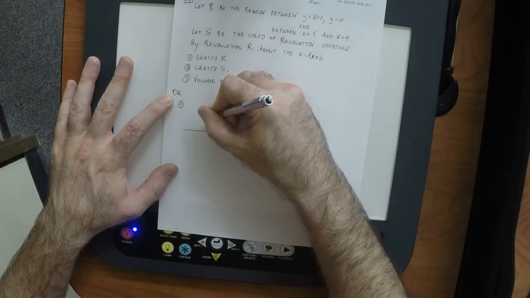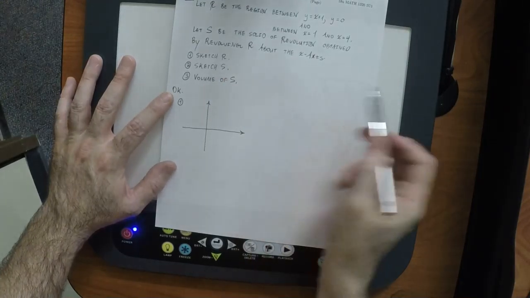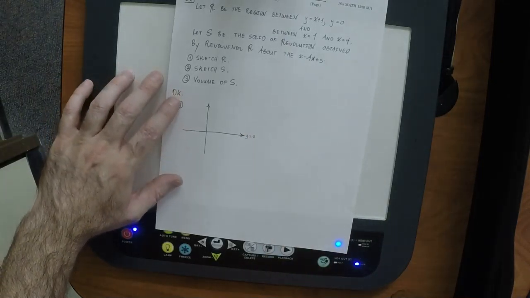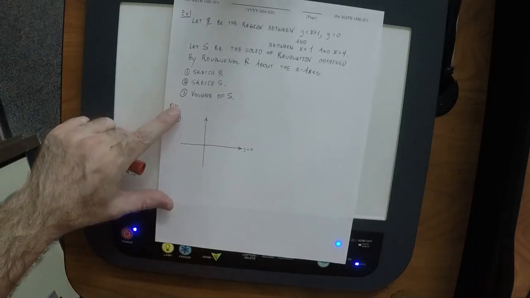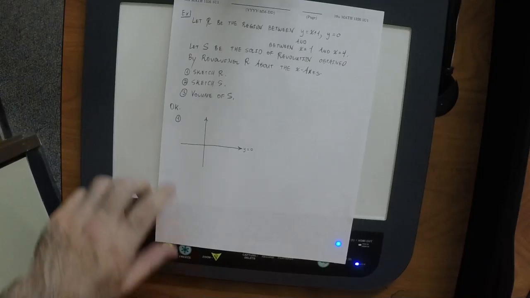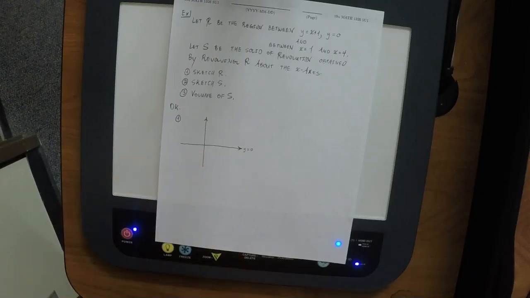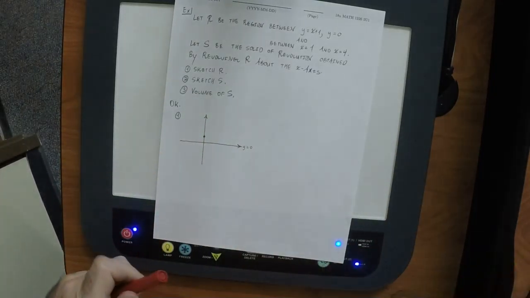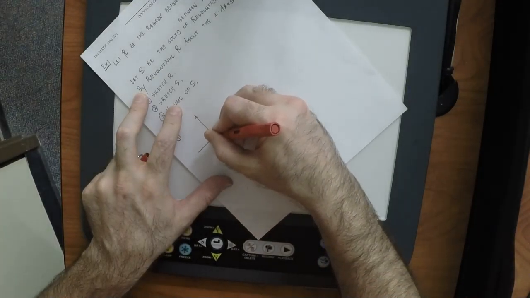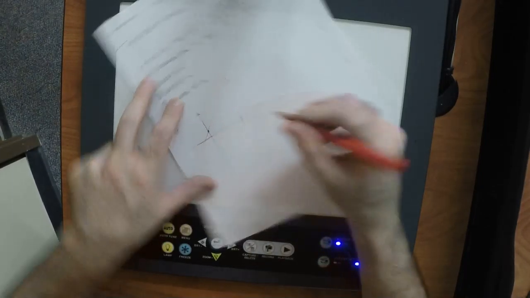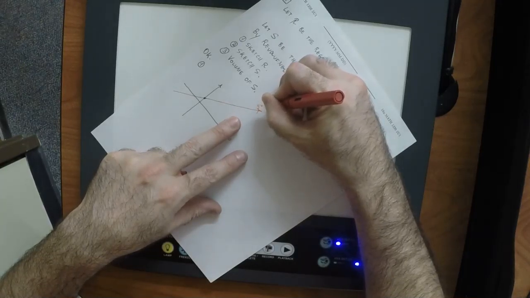In fact, the x-axis is y equal to 0. So this is y equal to 0. And then what does y equal x plus 1 look like when you plot it? Okay, good. So it goes through the y-axis at 1 here, and then has a slope of 1 from there on. So this is y is x plus 1.